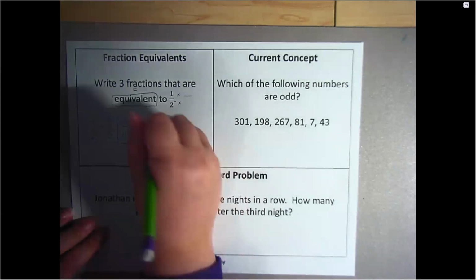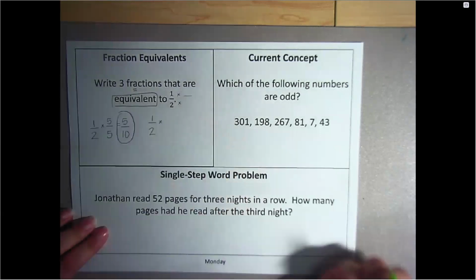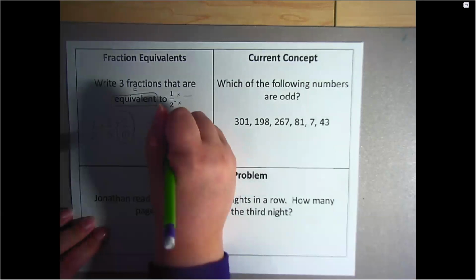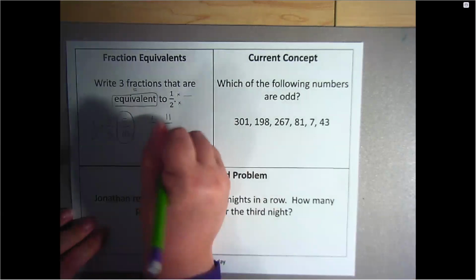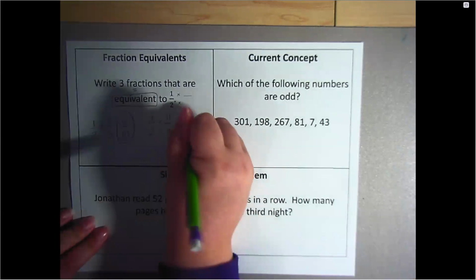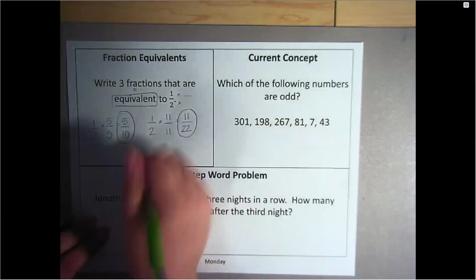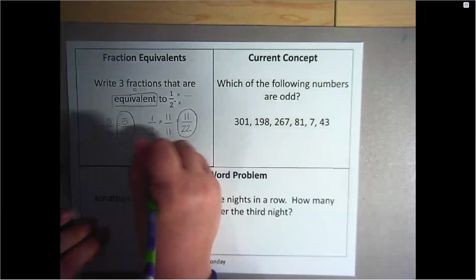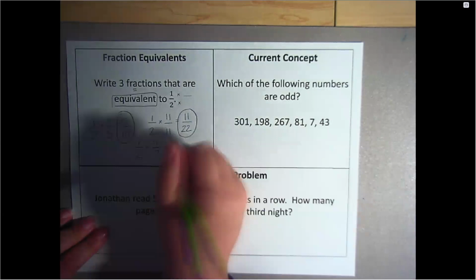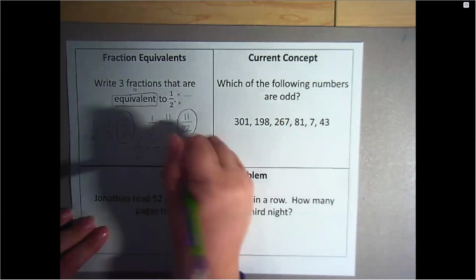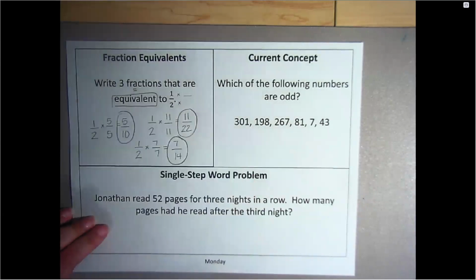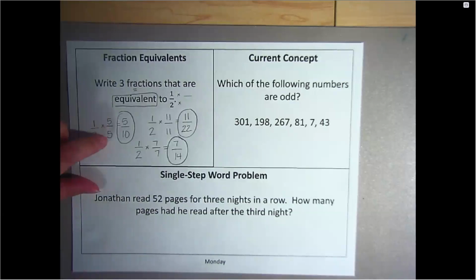Another fraction that is equivalent to 1/2, let's see, this time I'm going to multiply by 11. So I'm going to multiply my numerator and my denominator by 11, and 1 times 11 is 11, and 2 times 11 is 22. 11 is half of 22, so that is equivalent. And then let's do one more. 1/2 times, let's see, let's do 7. So 1 times 7 is 7, and 2 times 7 is 14, and 7 is half of 14. So 7/14 would be equivalent. Now you may have different ones than I do, but you just need to make sure that you check yourself, that you multiply the numerator and the denominator by the same number to get your equivalent fraction.